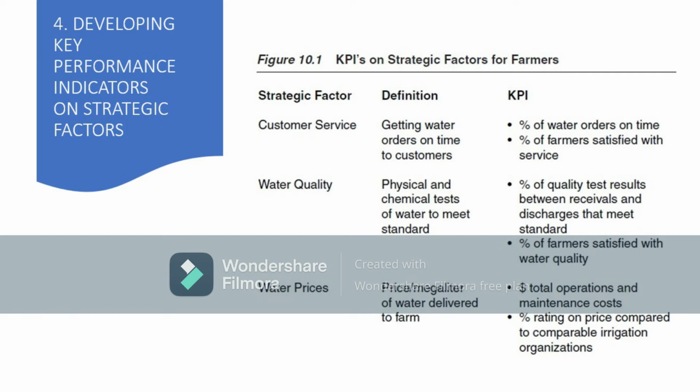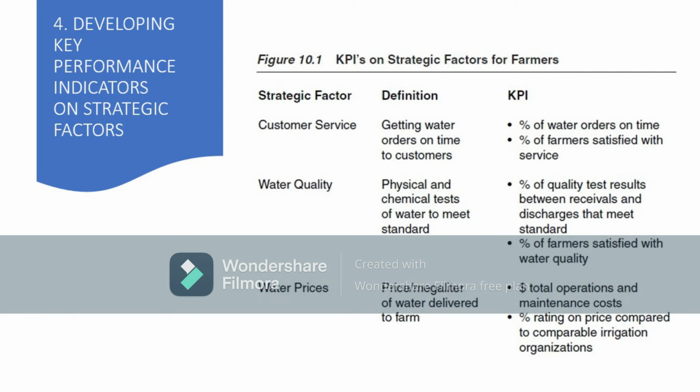In the table, customer service is defined as getting water orders on time to customers. The definition by the farmers. This is measured by 2 KPIs: percentage of water orders on time and percentage of farmers satisfied with service. Both objective and subjective measures are brought together here. The objective measure, percentage of water orders on time, is supplemented by a subjective measure based on farmers' perception of customer service.